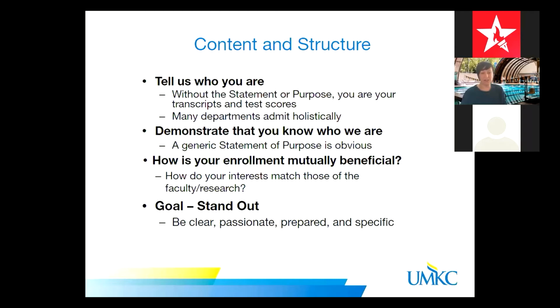So a generic statement of purpose is super obvious. We can tell when you've taken out the university name and put in a different university name, and it's just a general overview of what you hope to accomplish. I want to have an MBA. We can tell when we read it, the faculty can tell when they read it. So that does mean extra writing on your part, but it also means that you should be very intentional about where you are applying and why.